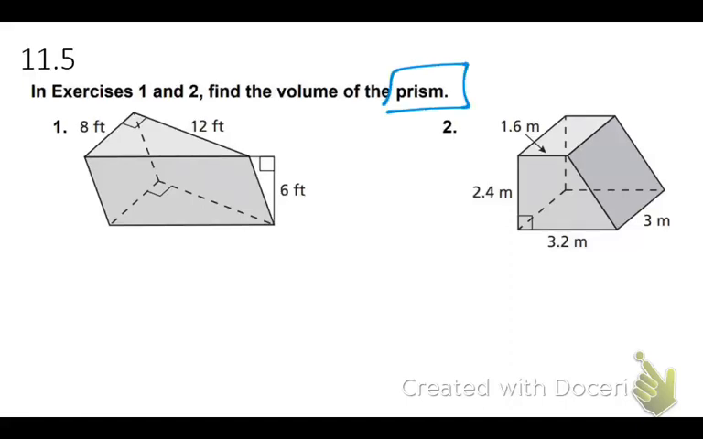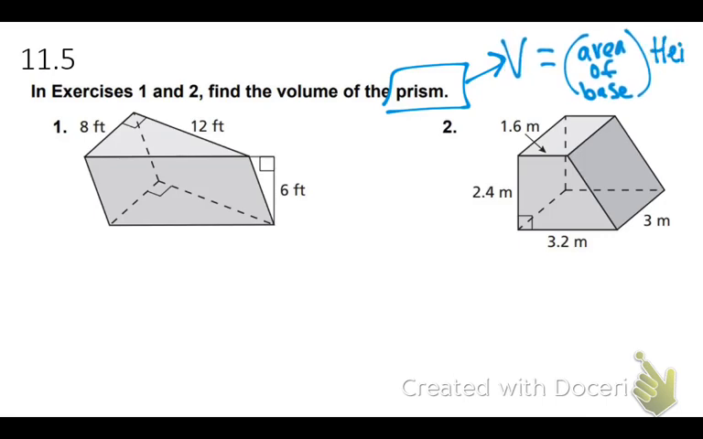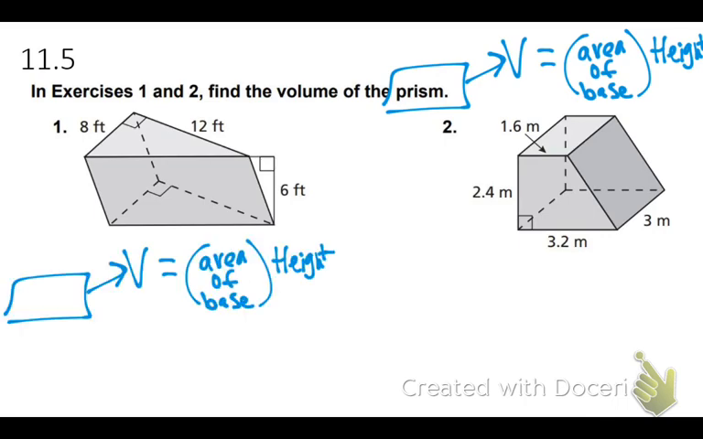How do we find the volume of a prism? Good. Area of the base times the height of the object. So times the height. So what kind of base do we have in number 1? It is a right triangle. It's a triangle. So we are going to find the volume.